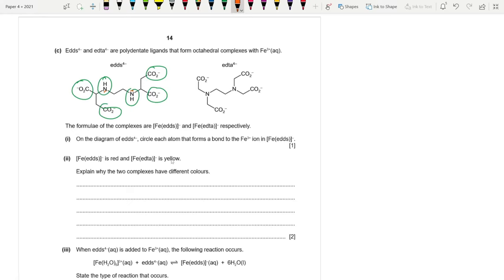All right. So if we want more accuracy, this is what you can do. Since they told us to draw circles around the atoms, we actually need to circle these atoms over here, the nitrogens and these oxygens per se. That's it.